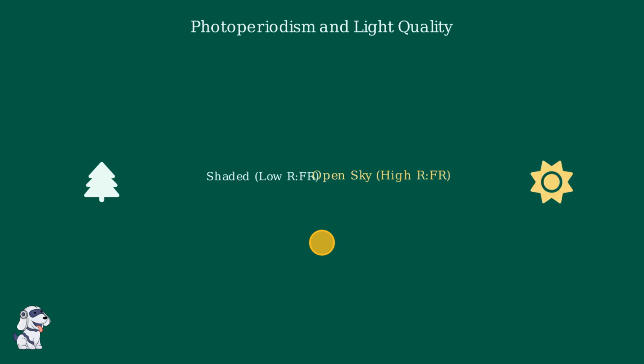Conversely, a high ratio of red light indicates open, sun-filled ground. This tells the seed it has a clear path for photosynthesis, effectively triggering the germination process. These light signals are integrated into the seed's genetic decision-making pathway, acting as an environmental gateway for survival.